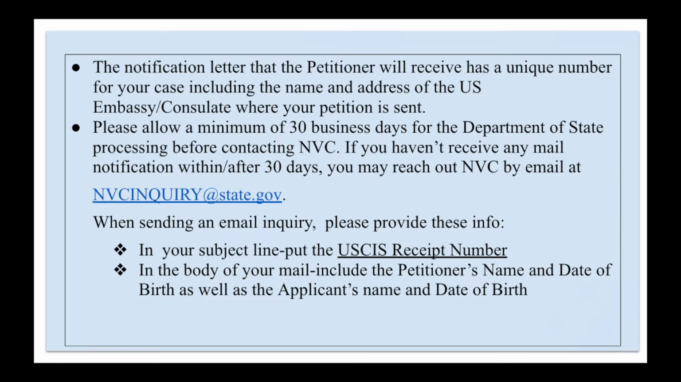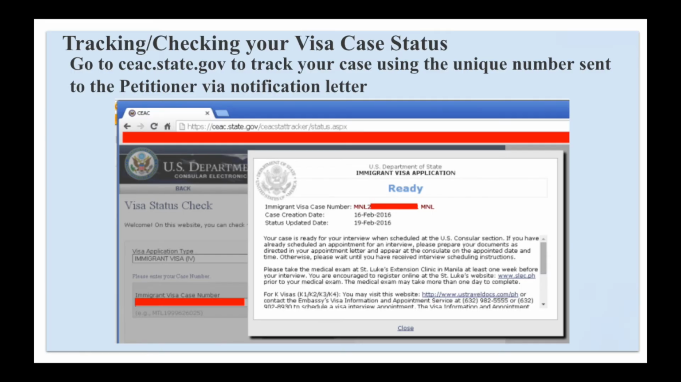Please allow a minimum of 30 business days for the Department of State processing before contacting the National Visa Center. If you haven't received any mail notification within or after 30 days, you may reach out to NVC by email at nvcenquiry@state.gov. When sending an email inquiry, please provide the information below. In your subject line, put the USCIS receipt number. In the body of your email, include the petitioner's name and date of birth, as well as the applicant's name and date of birth.